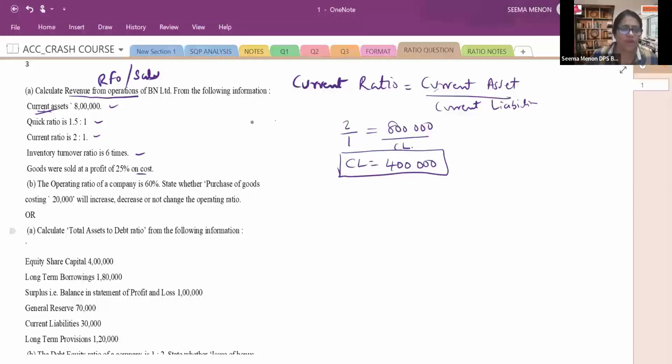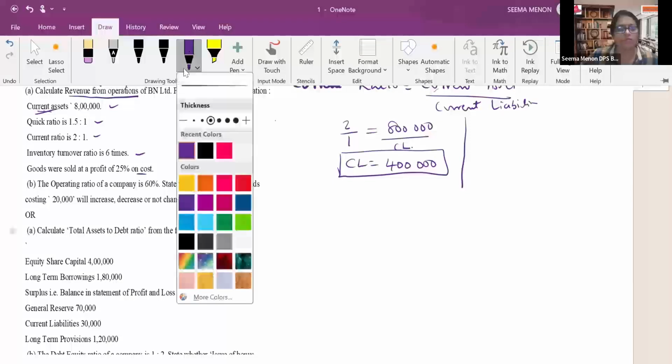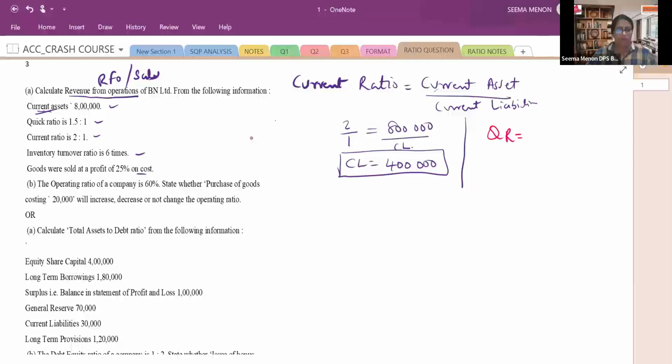Now the same we can apply where? We can apply to quick ratio. So what is the formula for quick ratio? Here I am writing, okay? Quick ratio is equal to, what is the formula? I am writing QR. Quick ratio is equal to quick asset or liquid asset. Quick asset means the asset which can be easily converted into cash. Quick asset upon current liability. We know quick ratio is given in the question, that is 1.5:1. That is 1.5 upon 1.